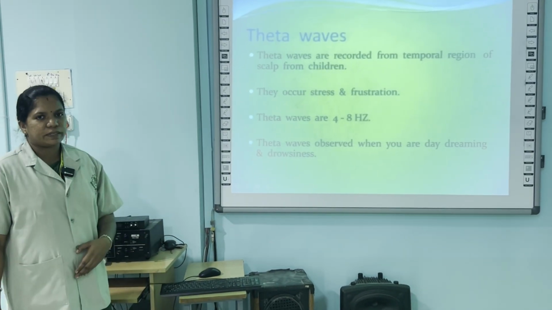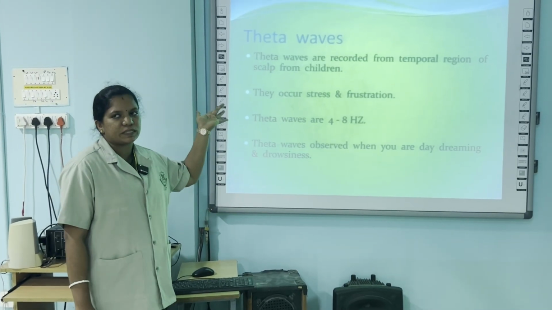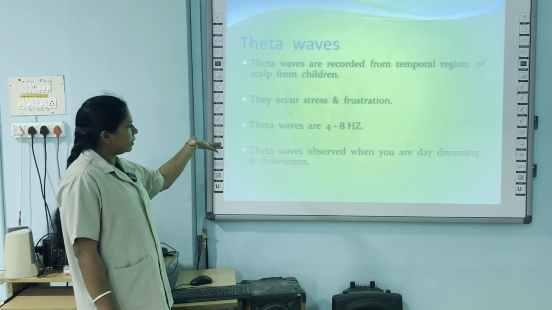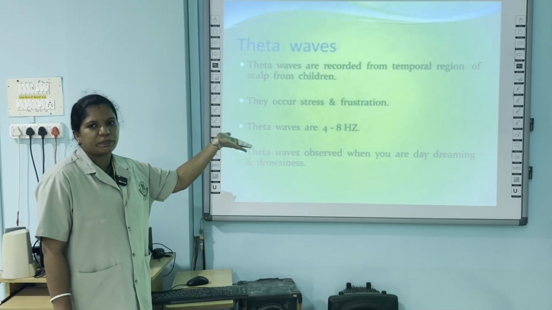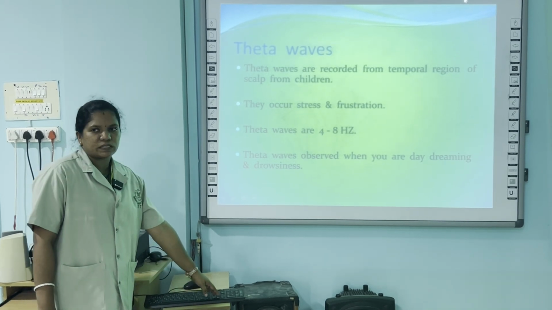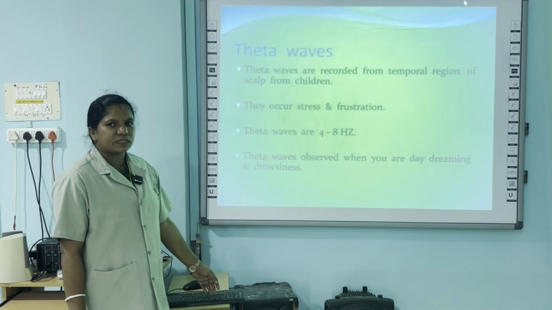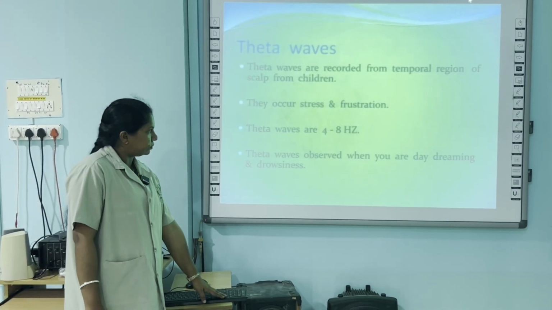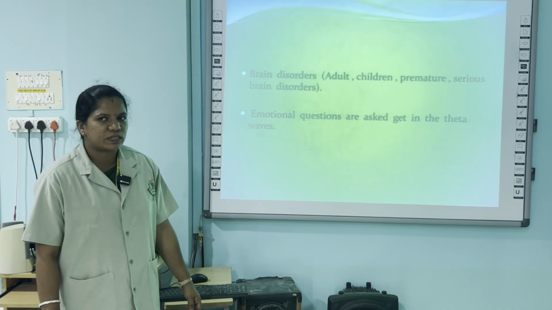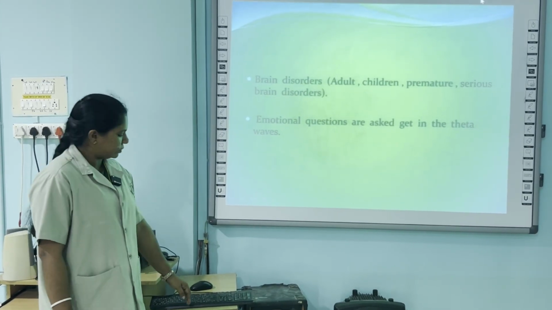Then the next one is theta waves. It is obtained from the temporal region of the scalp in children, and it occurs during stress and frustration. The main frequency will be between 4 to 8 hertz. When a person is daydreaming or drowsy, this wave will be obtained in the EEG. In cases of brain disorders in children or premature babies, these waveforms can be obtained.